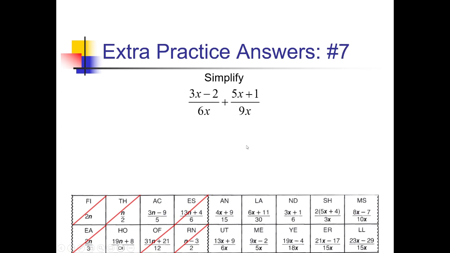For this one, now we have some x's in the denominator, so that's going to make a little bit of a difference.